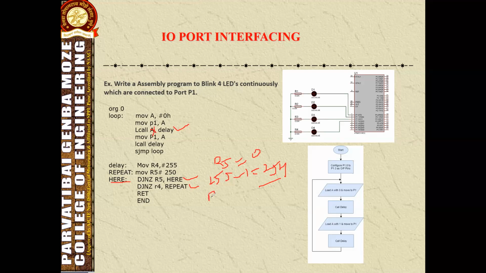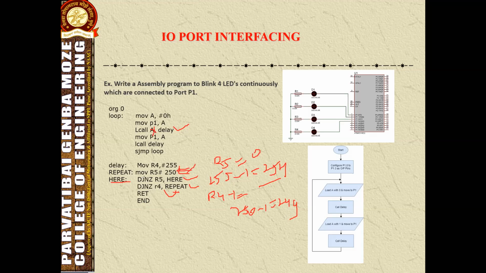It will check the register value R4 and decrement by 1. So what is the value inside? It is 250. 250 minus 1 is nothing but 249. So it will check whether R4 is 0 or not. No, R4 has the 249 value. Now it will not come to execute the next instruction. It will go to here to repeat. So the repeat operation happens here.